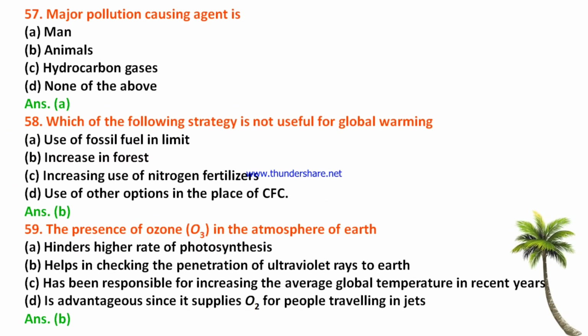Next, number 57. Major pollution causing agent is man, animals, hydrocarbon gases or none of the above. And here the answer is also very clear. Man is the major causing agent of pollution.